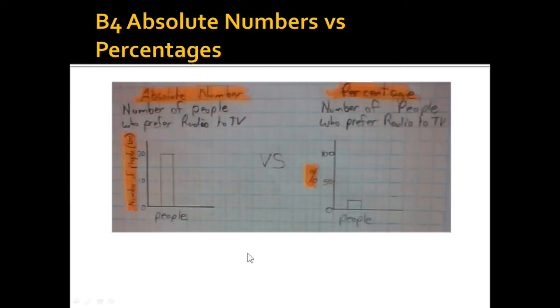Now this is a slightly more complex comparison. We're looking at a comparison of the number of people who prefer radios to TVs. In this case, this is the absolute number. This is the actual number of people surveyed.